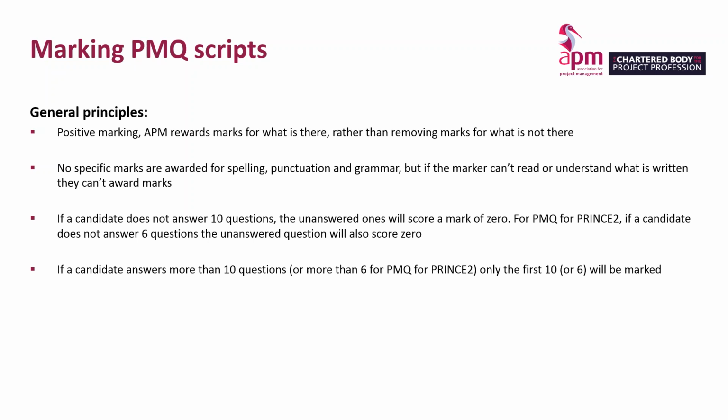If a candidate does not answer the 10 questions, then the unanswered ones will score a mark of 0. And the same for the PM key for Prince 2. If they don't answer the 6 questions, then again the unanswered questions will also score 0. Importantly, if a candidate answers more than 10 questions, or more than 6 in PM key for Prince 2, only the first 10 or 6 will be marked. So it's important that the candidates pick out the questions they think they're going to score the highest on.